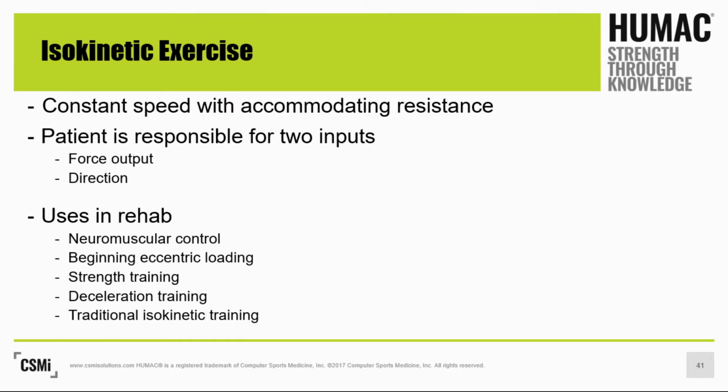With isokinetic exercise, there is movement occurring. The speed will be constant, but the resistance will accommodate to the patient's level of effort. The patient has to control the level of force as well as the direction of contraction. In rehab, we use this for early neuromuscular control, beginning eccentric loading, strength training, and deceleration training. Now, you can still perform the traditional isokinetic training, but hopefully after this course you can see its shortcomings.